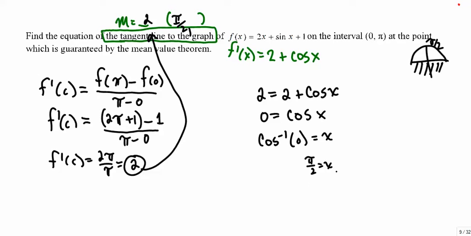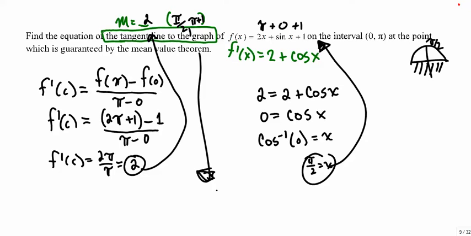To figure out my y-coordinate, I'm going to plug it back into the original. So I get 2 times pi halves, which is pi, plus sine of pi. Sine of pi is 0, plus 1. And so my y value is pi plus 1. Now I take all that stuff, and I write out an equation. y minus (pi plus 1) equals my slope, 2, times (x minus pi). Okay. And that pretty much finalizes what we're doing.